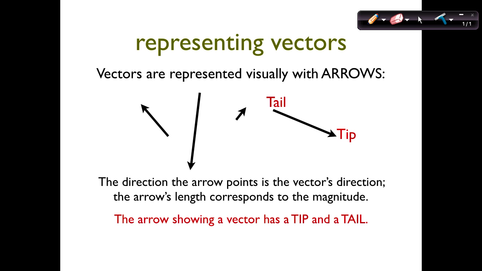Arrows, we call it the tail and the tip. So the direction of the vector is from the tail to the tip in that direction. Okay.